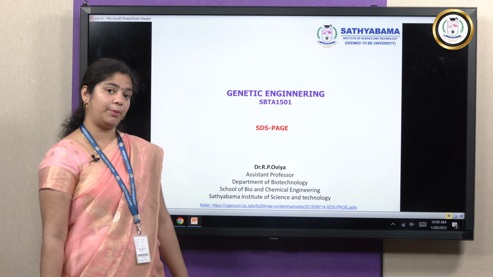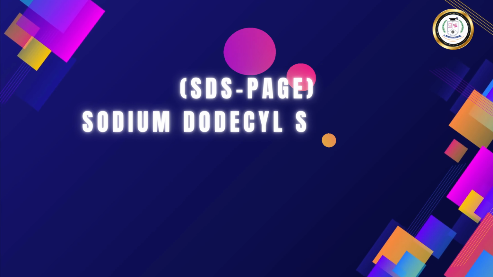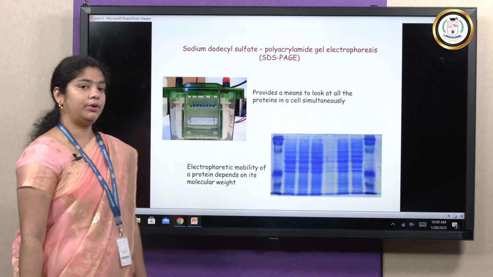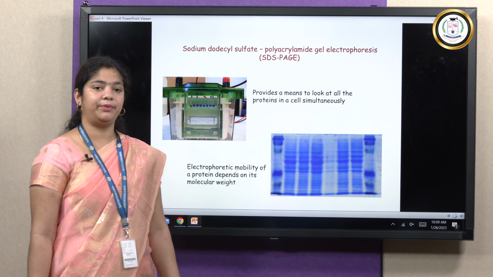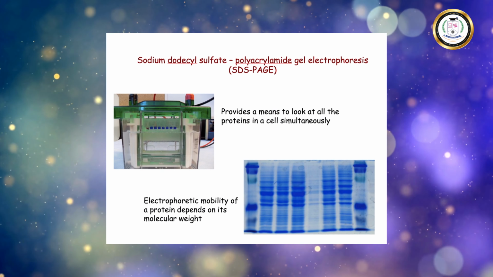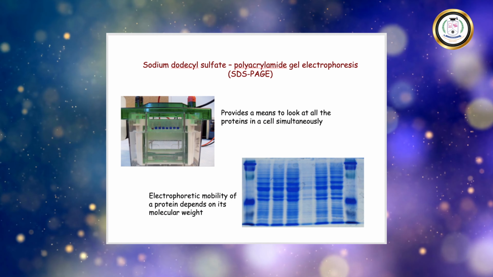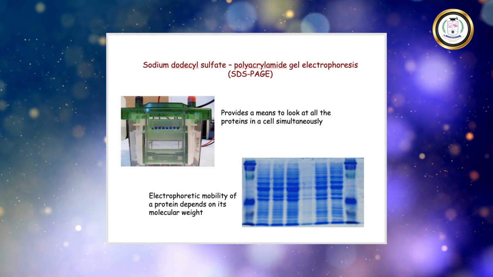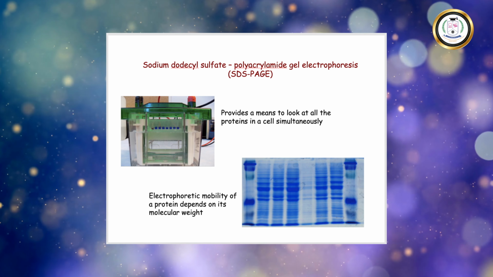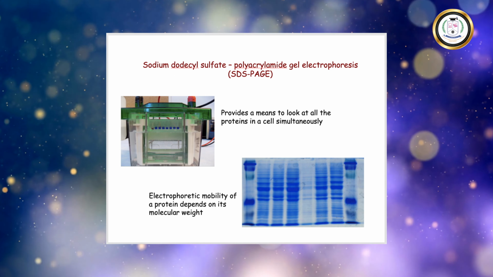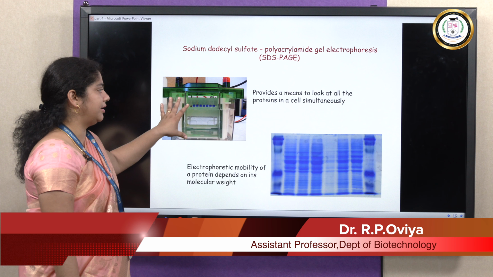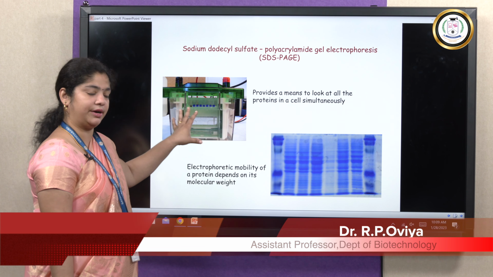Here I am going to show you SDS PAGE, that is sodium dodecyl sulfate polyacrylamide gel electrophoresis. Electrophoresis is a method where we pass electricity, and molecules move based on molecular weight. Here it is based on both the molecular weight and the charge of the protein. Here we can see the mobility of these protein molecules in a gel. This is an acrylamide gel, and this is the tank used for SDS PAGE electrophoresis.